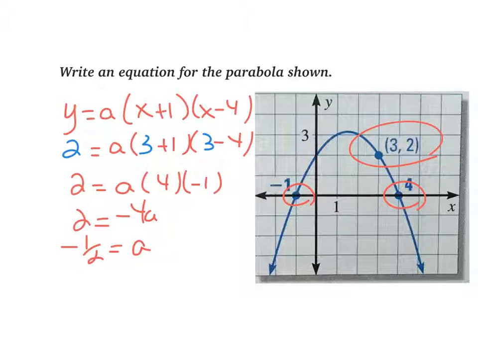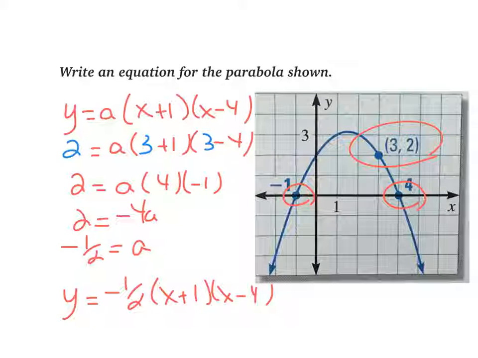Now, negative 1/2 makes sense. The negative does because it is going down, and the 1/2 does because it's a pretty wide parabola. And remember, less than 1 is a vertical compression, which makes it kind of fat. So my equation is going to be y equals negative 1/2 times (x plus 1) times (x minus 4). And that's all you've got to do. Last slide.